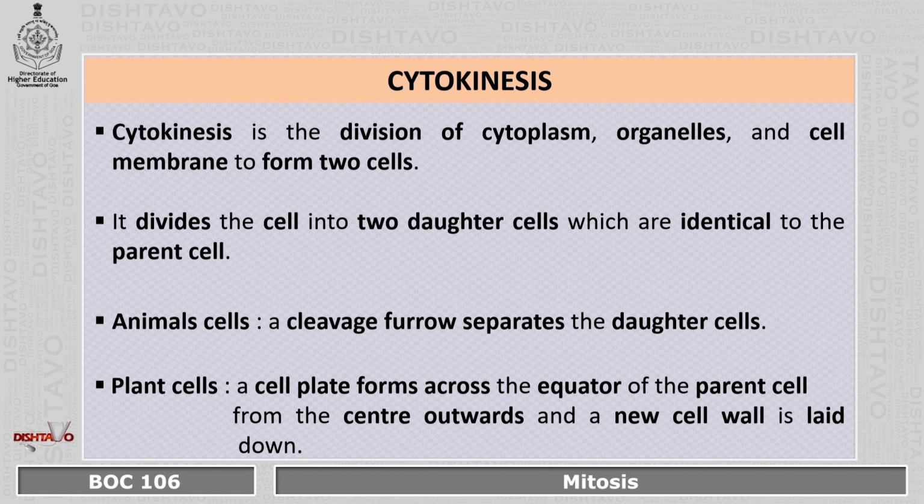Animal cells show a cleavage furrow which separates the daughter cells, whereas in plant cells a cell plate forms across the equator of the parent cell from the center outwards and a new cell wall is laid down.